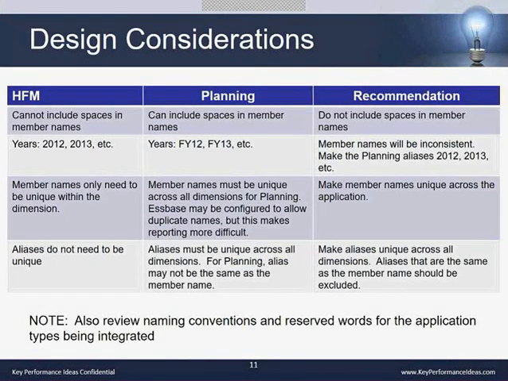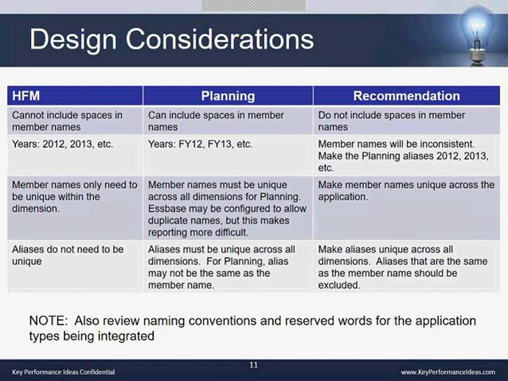So here are some design considerations. If you're, for example, implementing HFM and Hyperion and you want them to share the same dimension, there are some considerations with this, as some of the functionality is different between HFM and planning and Essbase as well. For example, in HFM, you cannot include spaces in the member names, but in planning you can do that. So if you need to share that metadata, you need to update things so that you don't have spaces in your member names. Instead, you can use aliases to make it more user-friendly for those names.